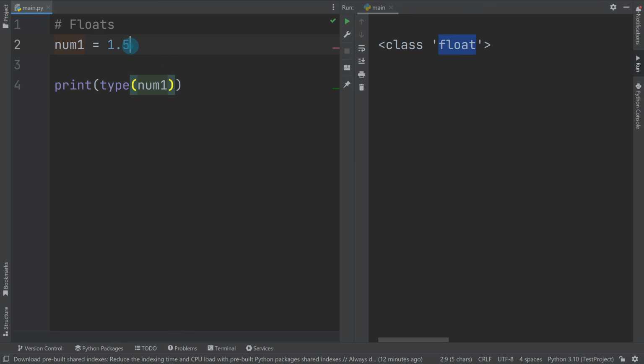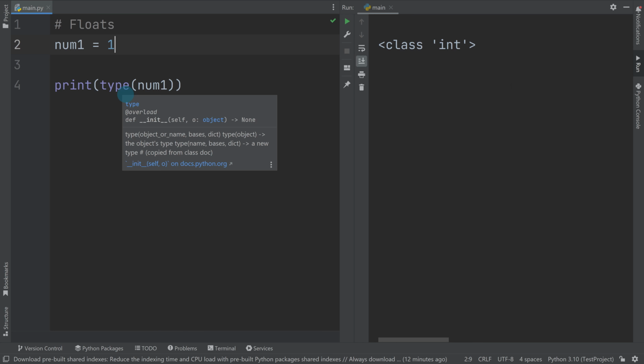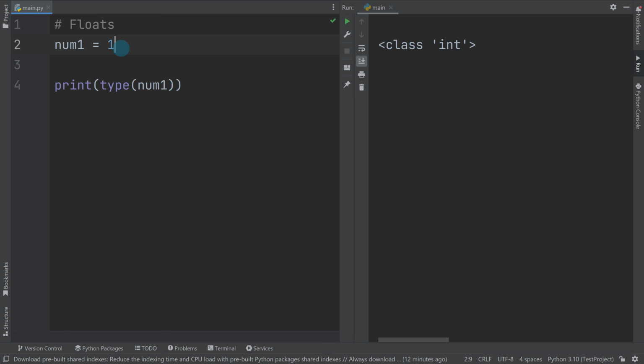Floating number or a floating point number. If I delete the 0.5 and run it, you can see it's now an integer. So floats are needed if you ever want to have decimal numbers, or if you ever store decimal numbers.